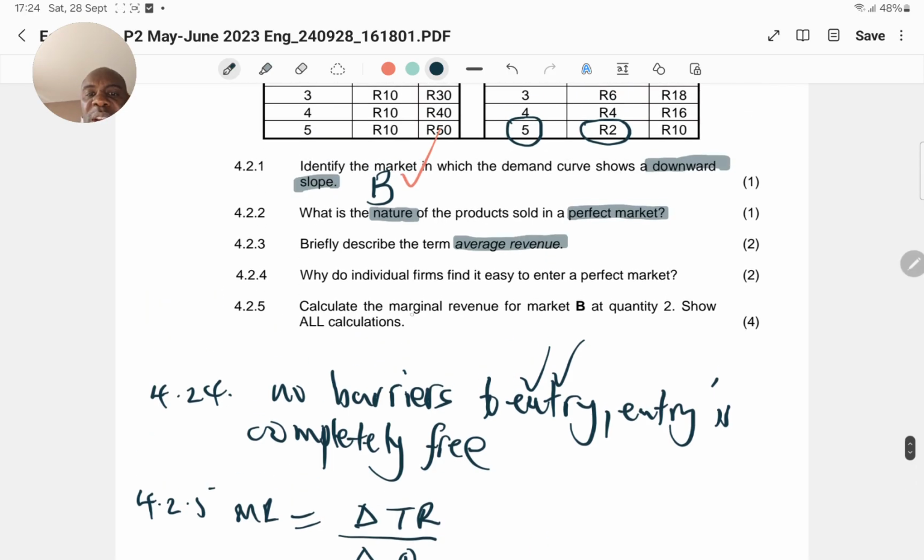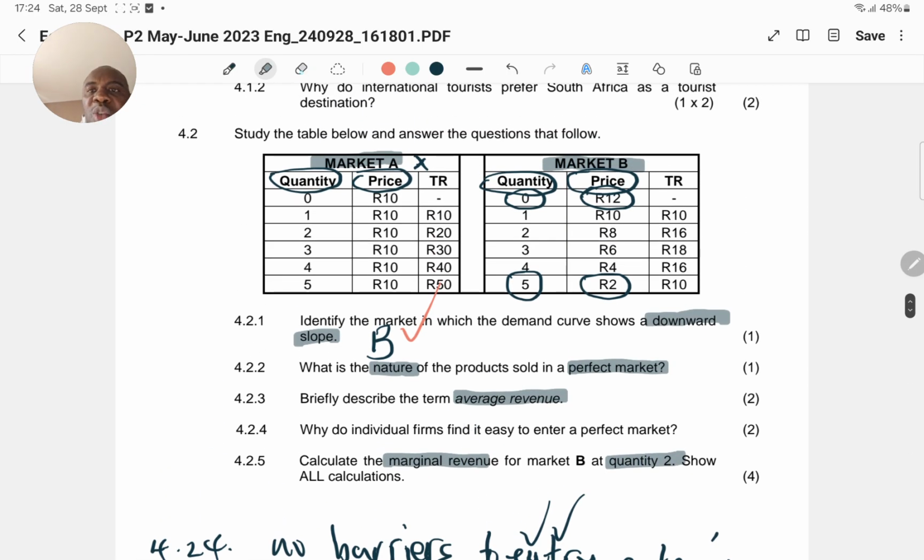The question wants you to calculate the marginal revenue at 2 units, marginal revenue for market B at quantity 2. So let's go to quantity 2. This is where we are. There's our quantity 2. The price is 8. The total revenue is 16.